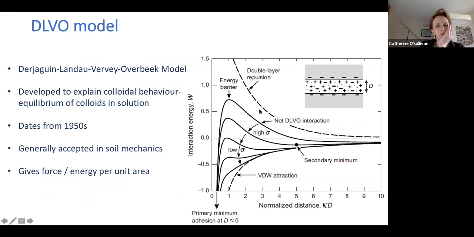And the more I look at data for real soil at a macro scale, the more I think he's completely right, that that's probably really, really important. And we really don't understand it at all.